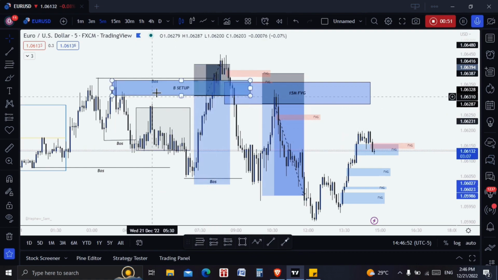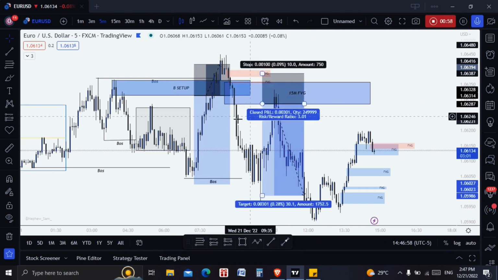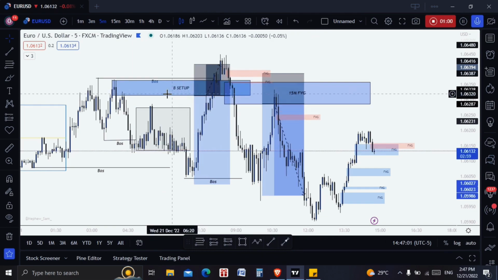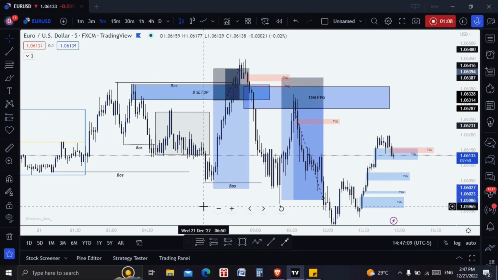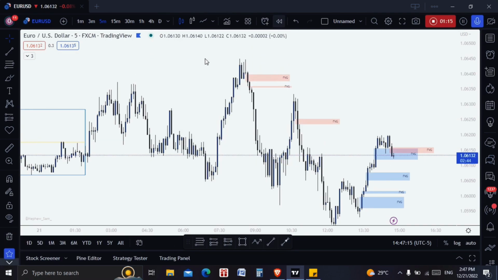So this was my B setup and this was my A setup. Anytime I use a fair value gap, it's my A setup. Anytime I use a B setup, it's another block: the last candle before the downtrend, as you can see, downtrend. So let's go deeper into my explanation by doing this.